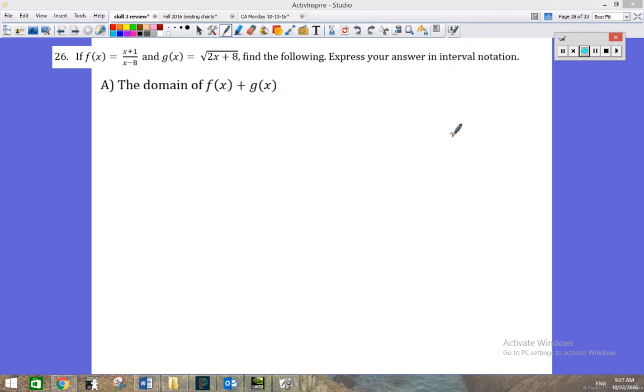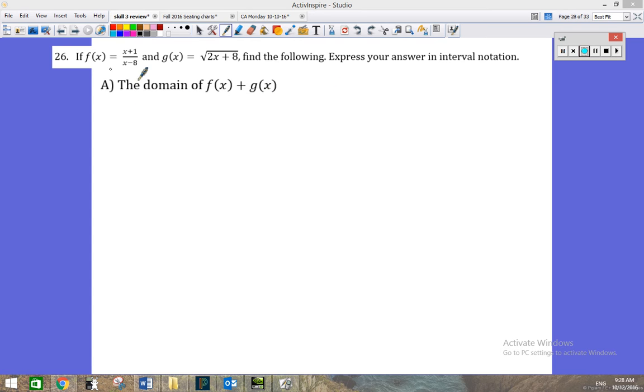26, we are doing problems from our review packet for Skill 3, Relations and Functions, and problem number 26 has three parts to it. In part A, they want me to find the domain of this new function, f plus g. Now, I don't actually have to find the expression itself to find the domain. It's not asking for the equation. It'd be easy to do. We would just add these together. But what I need to do here is find the domain of f and find the domain of g and intersect those two domains together.